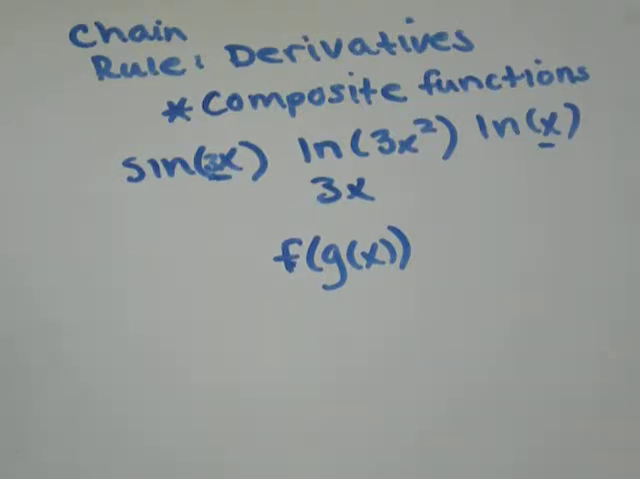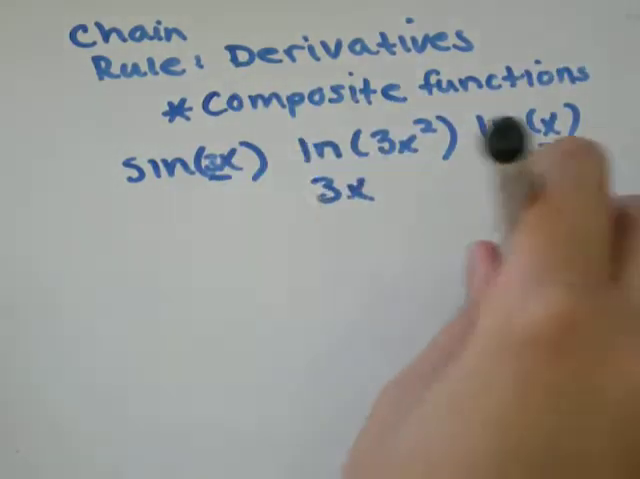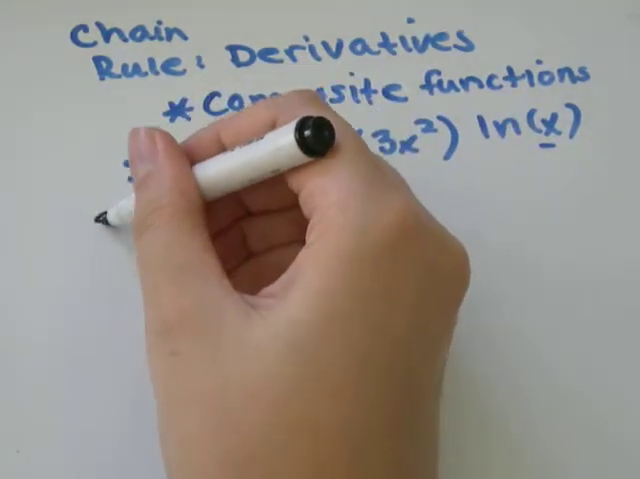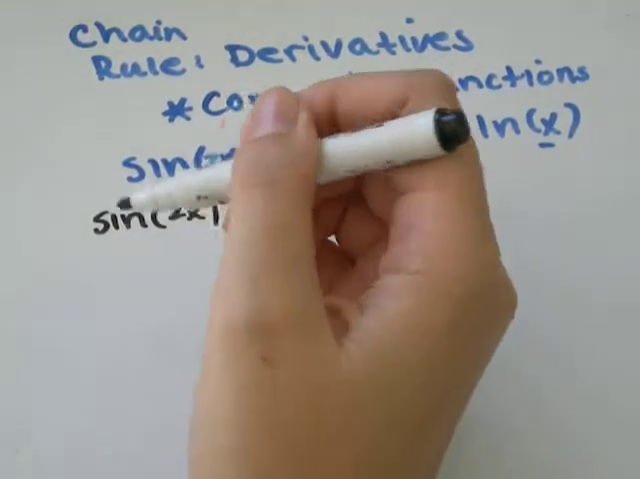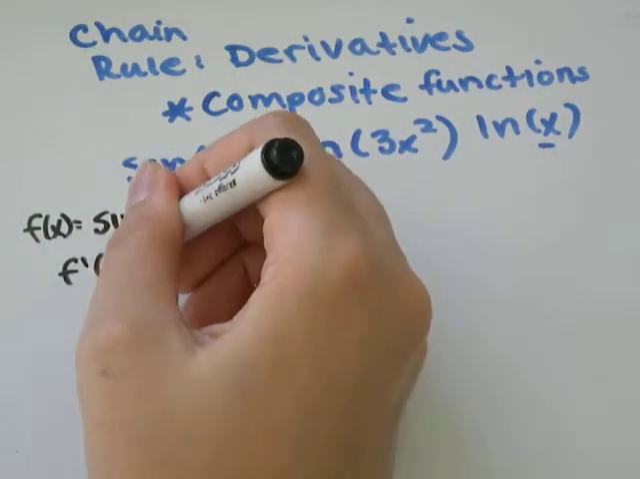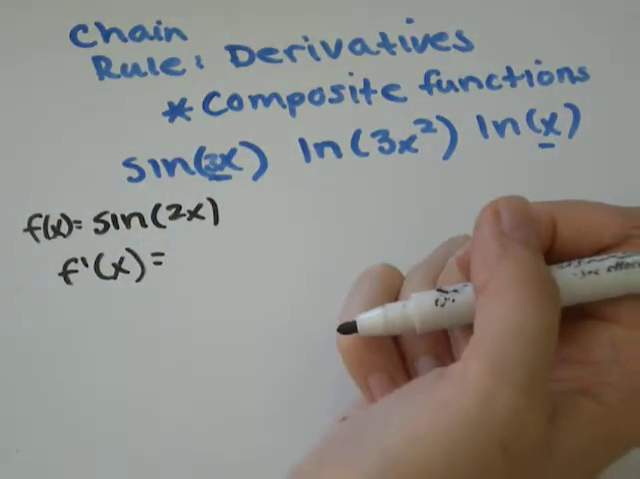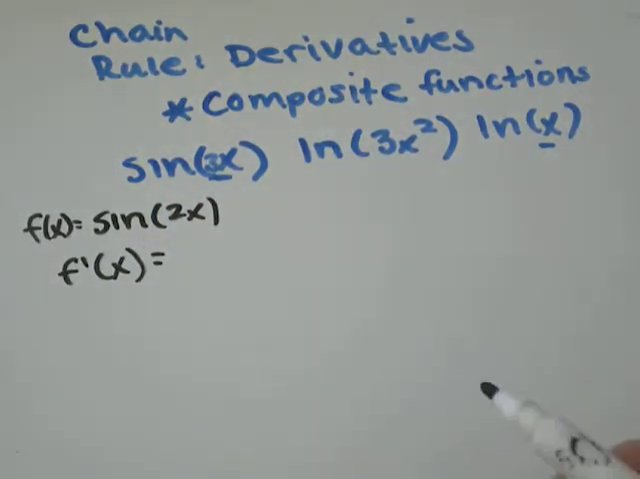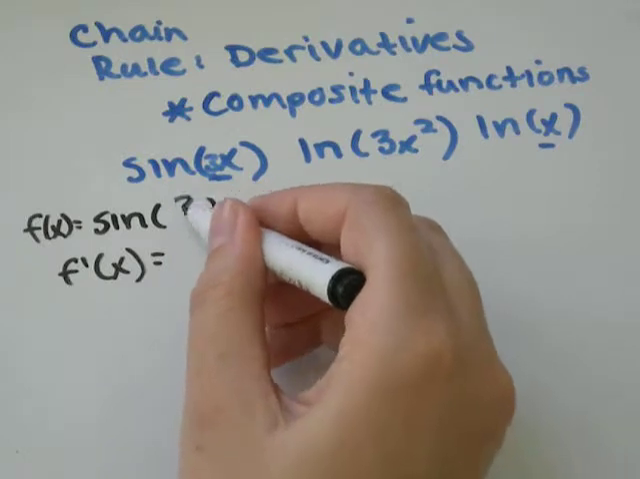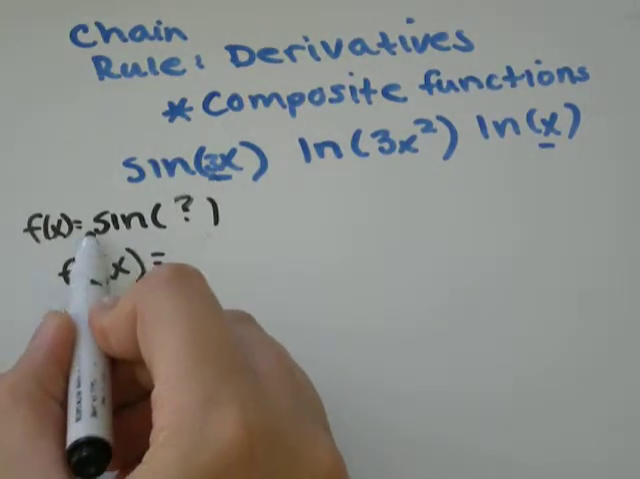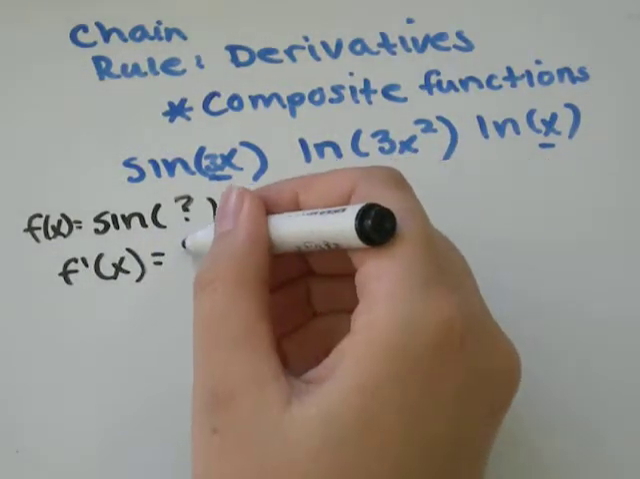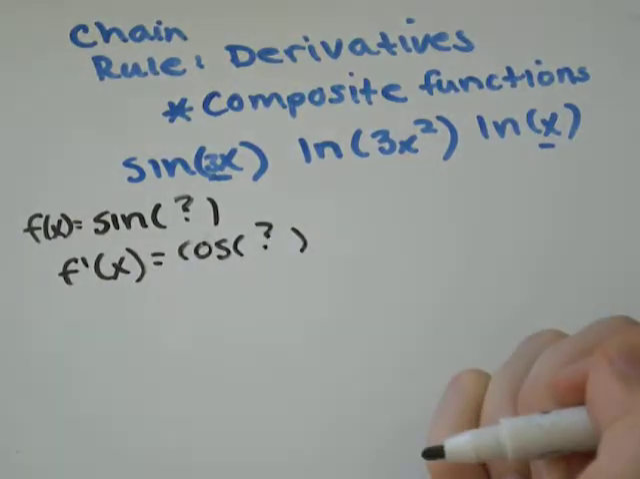So let's do an example with sine, a composite function using sine. So let's do sine of 2x. So sine of 2x equals our f of x. So we want to find f prime of x. The first thing we do is take the derivative of the outside function. When I mean the outside function, I mean it doesn't matter what's in here, take the derivative of what's not in the brackets. So in this case it's sine. The derivative of sine would be cosine of whatever's in the brackets.